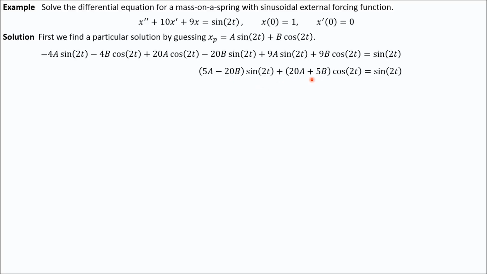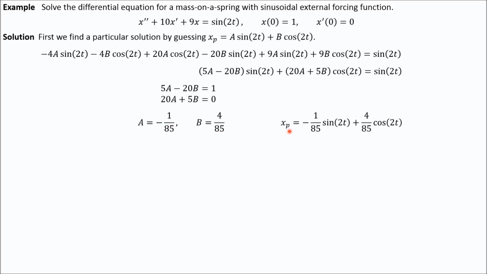And so we need this coefficient of sine 2t to be 1, and we need the coefficient of cosine 2t to be 0. It's kind of like doing partial fractions. You just need the coefficients on both sides to match. And that leads you to equations in A and B, which you can solve. And you conclude that if this x sub p is going to be a solution to the inhomogeneous equation, we need A to be negative 1/85th and B to be 4/85ths. And so we plug that information into our particular solution, and we find this is our particular solution.